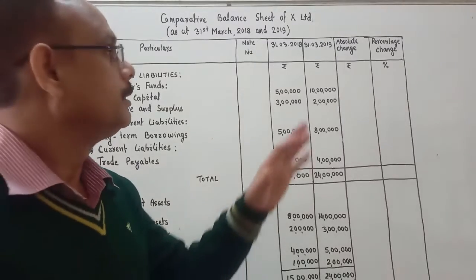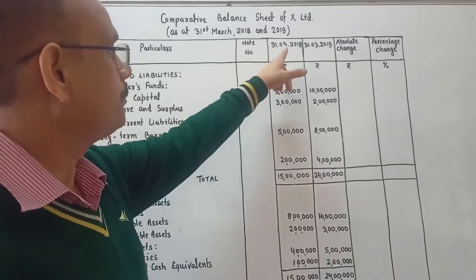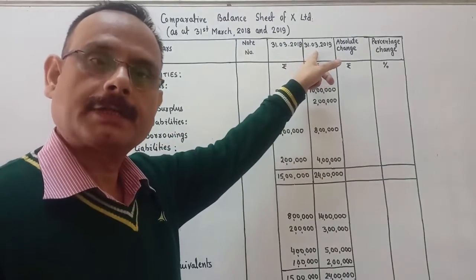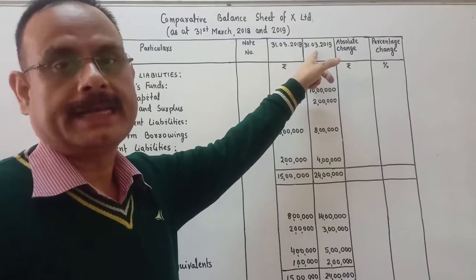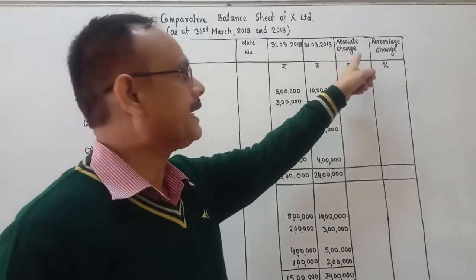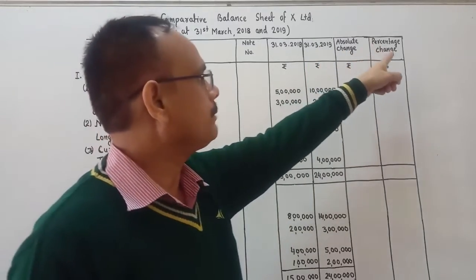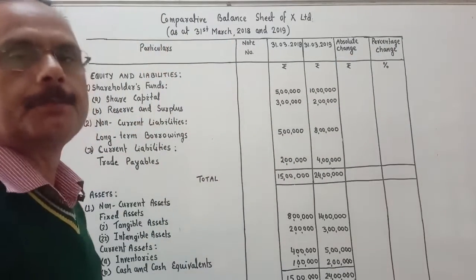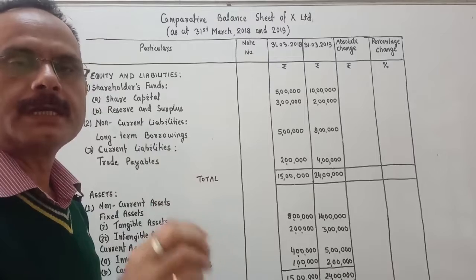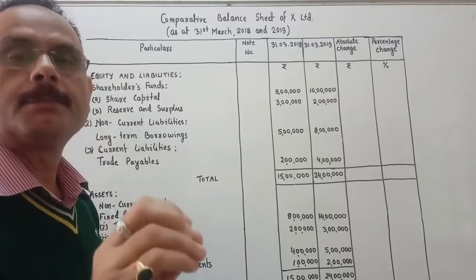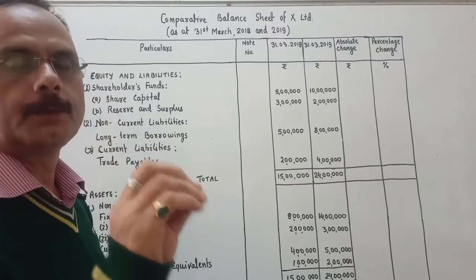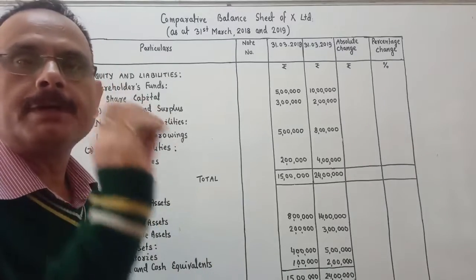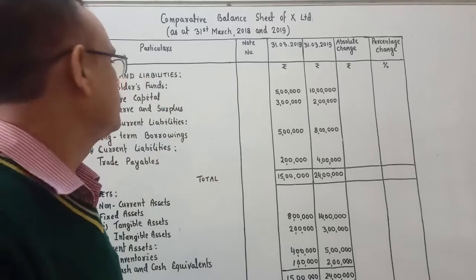So we will write the figure of the previous year first, 2018. Thereafter we will write the figure for 2019, the next year. Then absolute change in figure and percentage change. This is the format, and we draw this format while solving the question as per Schedule 3, Part 1 of the Companies Act. Accordingly we will draw the format.